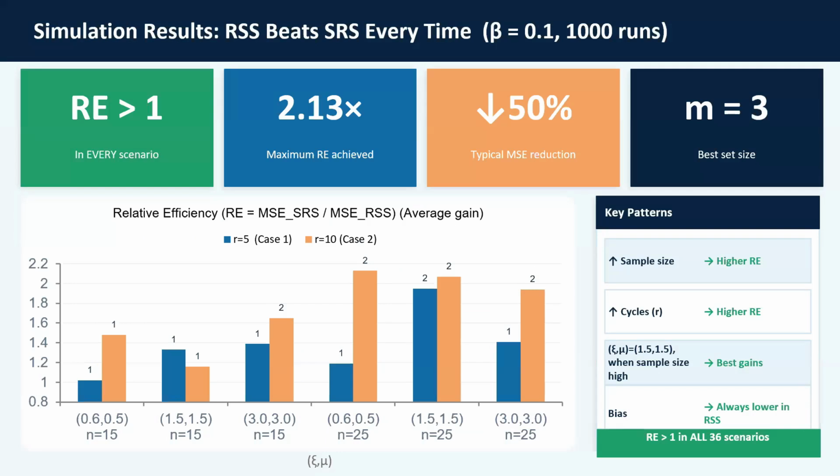In simulations, we find that the relative efficiencies are always greater than one, which denotes that rank set sampling always performs better than simple random sampling, and the maximum relative efficiency we achieved is 2.13. If we see Table 5 of our research article, it is there. In almost every simulation combination, the mean square error is reduced by 50% compared to simple random sampling.